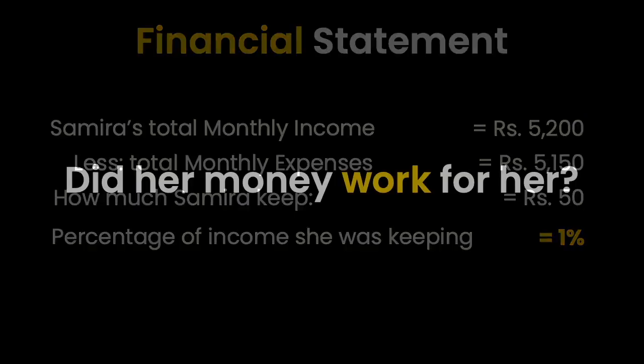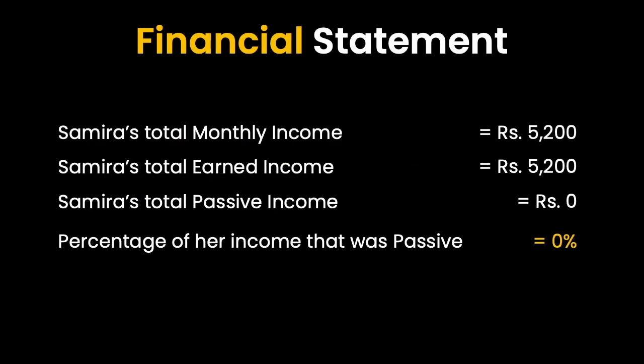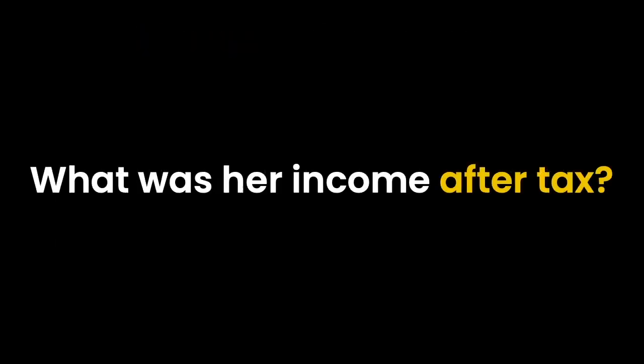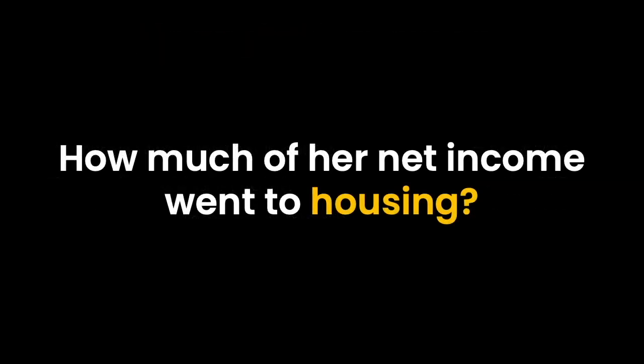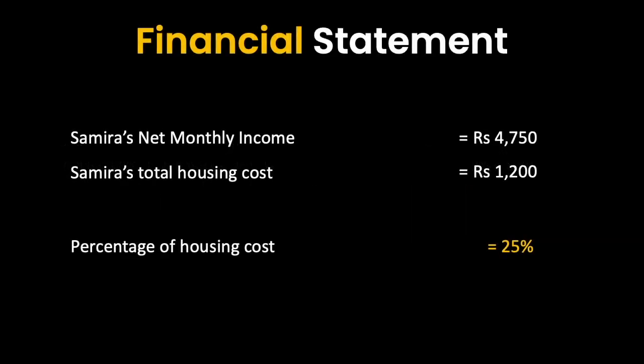Now, did her money work for her? No. Samira had no passive or portfolio income. What was her income after taxes? So Samira's total income per month was 5,200 rupees. She paid taxes every month of 450 rupees. So her net income was 4,750 rupees. The percentage of gross income that she paid in taxes was 8.6%. How much did she spend on housing? The total housing cost was 1,200 rupees, or 25% of net income.